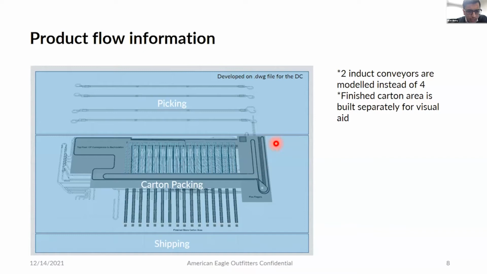So this is where the packing happens, and then the finished cartons go to the shipping area, and then they get loaded to trucks and get shipped out. So the flow is in this way, and I'll be going into detail on this packing operation in just a minute.